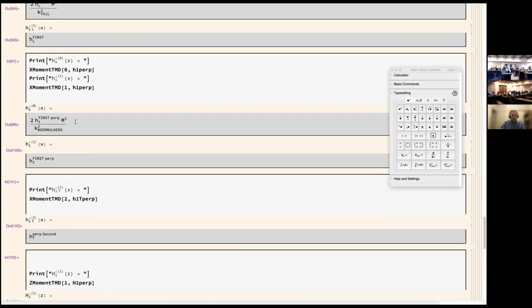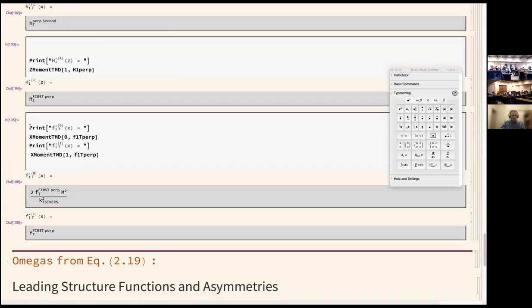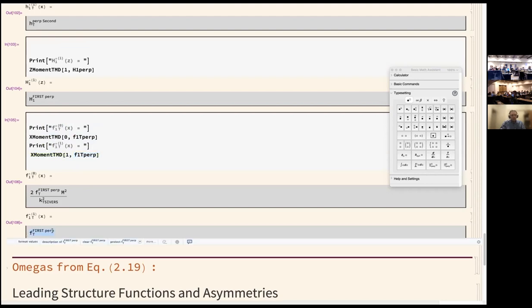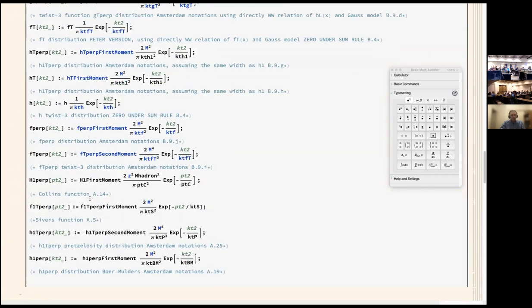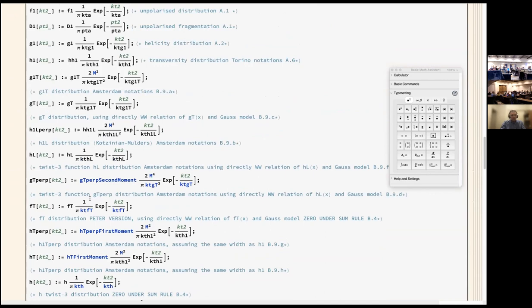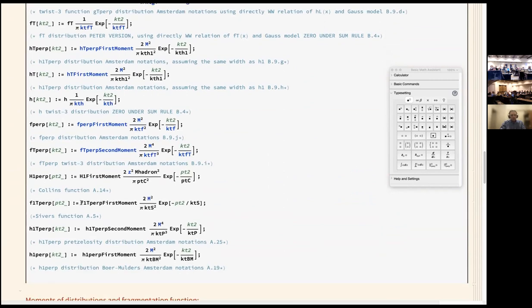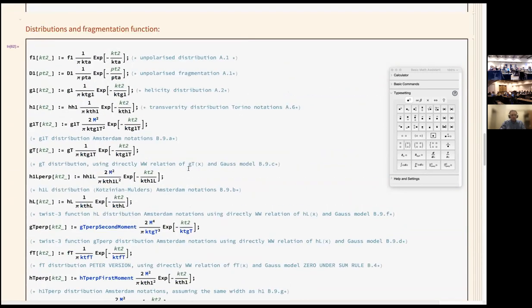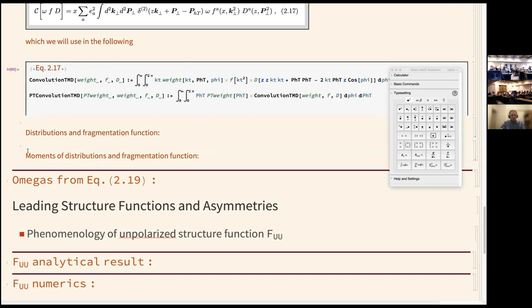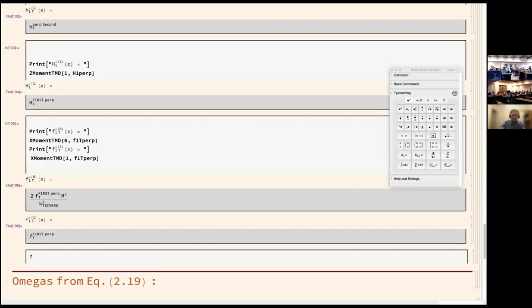for HL. Sorry, it's taken from a longer notebook. What's important here is Sivers, for instance. If I take the first moment of the Sivers function, I say x moment TMD 1 of F1T perp, I get F1T perp, the first moment. What we did here, as we did in the analysis with Justin Camarota and others, is parameterize the Sivers function, F1T perp, in terms of the first moment, with some Gaussian dependence. At any point, you can actually ask what those functions are. Here you can write a question mark and say F1T perp. So, what's the function?